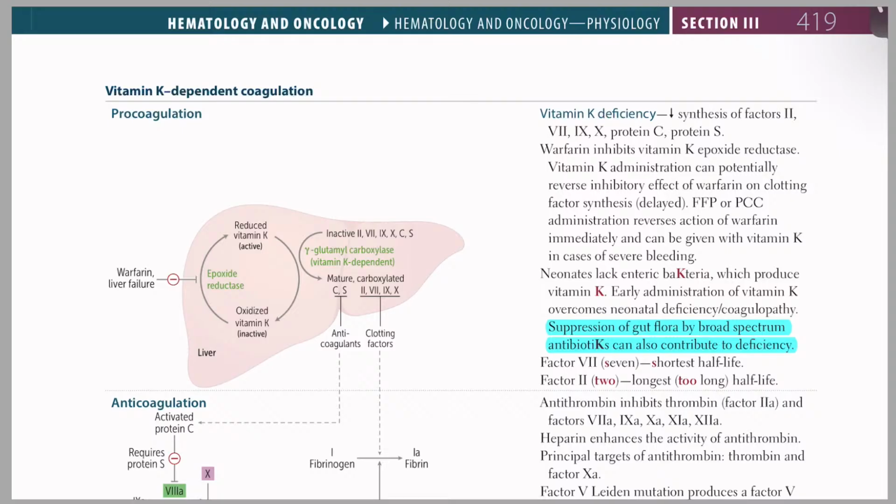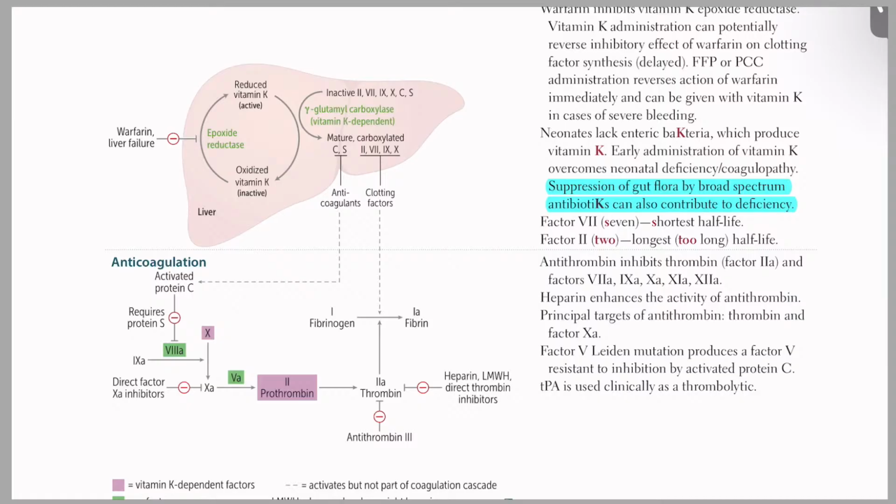Anticoagulant clotting factors. Anticoagulation: activated protein C requires protein S. 9A to 10 to 10A. Direct factor 10A inhibitor. Okay, 5A leads to prothrombin, factor 2, to thrombin. Thrombin is inhibited by antithrombin 3. Also inhibited by heparin, low molecular weight heparin, and direct thrombin inhibitors.